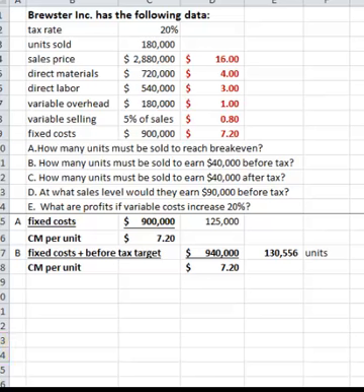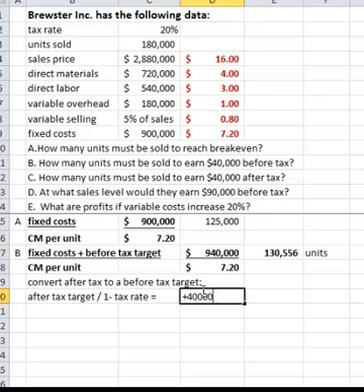So you convert an after-tax target to a before-tax target by taking your after-tax target and dividing it by 1 minus the tax rate. So here, our after-tax target is $40,000. And I'm going to divide it by 1 minus the tax rate. The tax rate is 20% or 0.2. So 1 minus 0.2 would be 0.8. And so 50,000 is the before-tax target that will give me an after-tax of 40,000. So now I can put it into my formula and calculate.